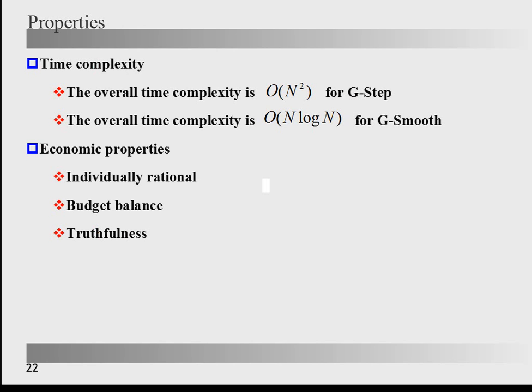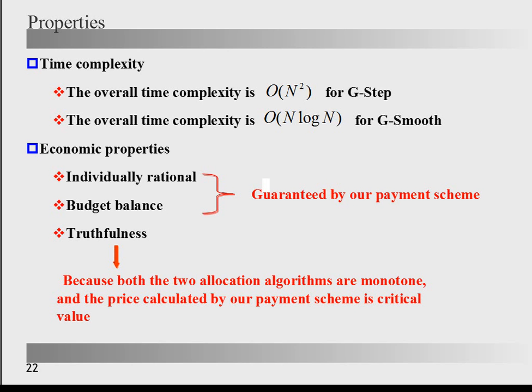On this page, I will present some properties of our proposed mechanism. The first part is the time complexity. The overall time complexity of the G-step algorithm is quadratic, and the overall time complexity of the G-smooth algorithm is log linear. The second part is the economic properties, which have been introduced in the challenges section. We have analytically proven that individual rationality and budget balance are guaranteed by our specifically designed payment scheme, and the truthfulness is also fulfilled because both allocation algorithms are monotone and the price calculated by our payment scheme is the critical value.